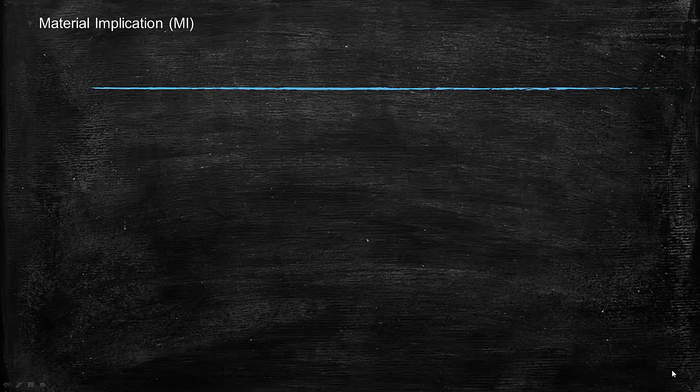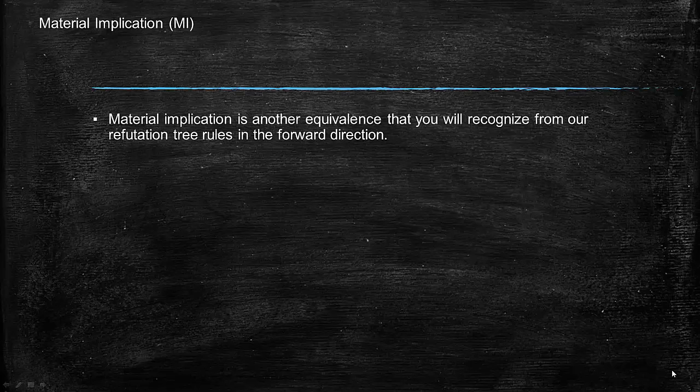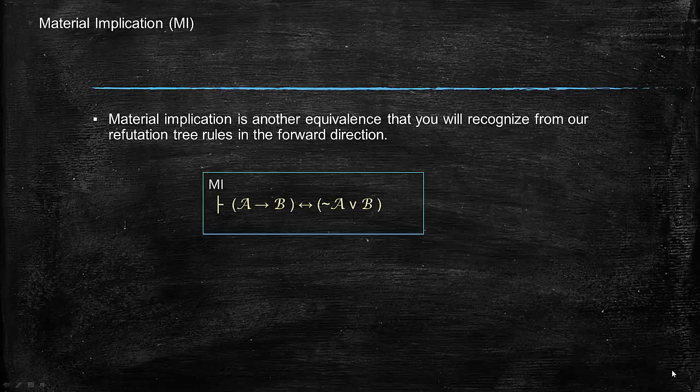Okay, the last equivalence is material implication, which is in the book. And something that you'll also recognize from refutation tree rules, right? At least in the forward direction, you'll remember that whenever we had if A, then B, we would write not A or B, right? Remember that? Well, that's what this says going this way, but it also tells us that it's an equivalence, so we can go the other way as well. So if you have not A or B, you can assert if A, then B.